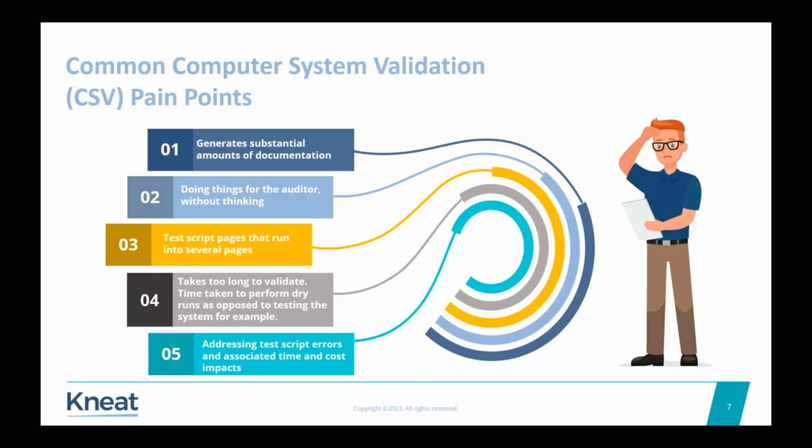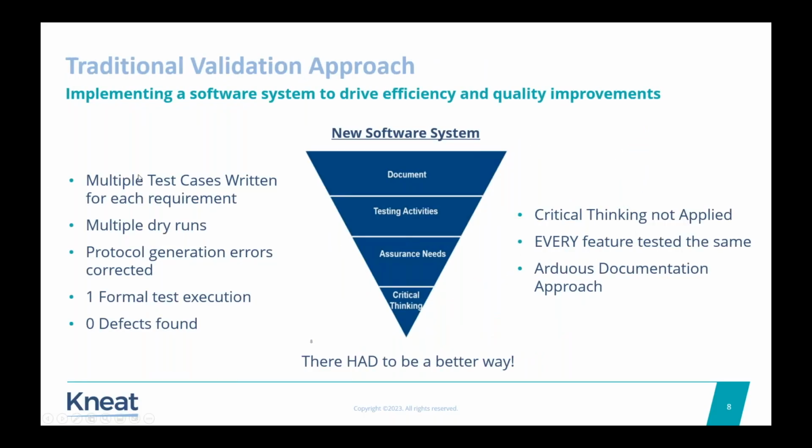So we just go down to the last part here then as well. We just look at the traditional CSV approach that we currently still know about, right? So let's say, for example, we're implementing a software system to drive efficiency and quality improvements. What do we currently do at the moment? Okay, we currently have multiple test cases for each requirement. We all do that at the moment, right? We have multiple dry runs. Again, waste of time, waste of money, waste of effort. I'm just verifying that it will pass. And that's what I'm concentrating on. Remember, I'm a validation engineer. I've been told I have to pass it by Friday.